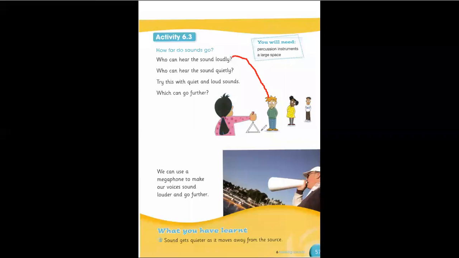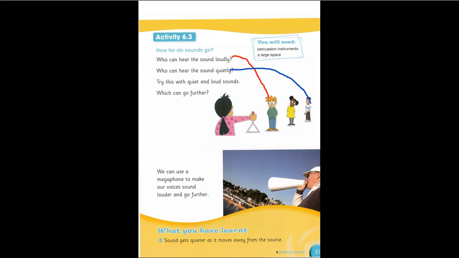He is near the sound. The girl is making sound here with the triangle. She is making the sound with this equipment. The boy who is near to it can hear the sound loudly. Whereas who can hear the sound quietly? The last boy can hear the sound quietly. Why? Because he is far from the sound source.